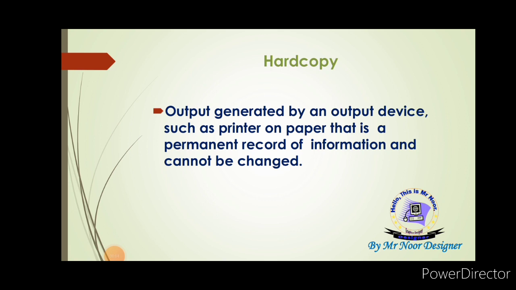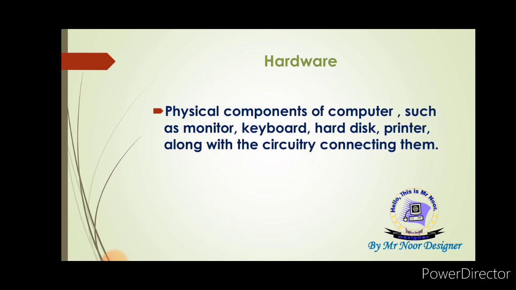Hard copy. Output generated by an output device such as a printer on paper that is a permanent record of information and cannot be changed. Hardware. Physical components of computer such as monitor, keyboard, hard disk, printer, along with the circuitry connecting them.